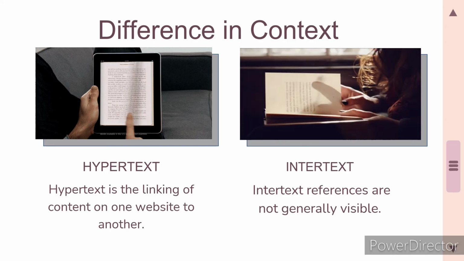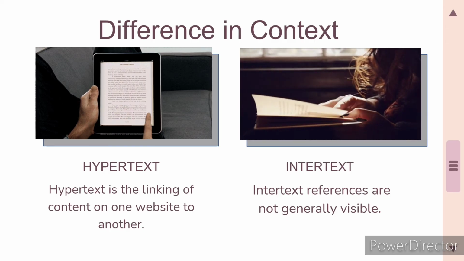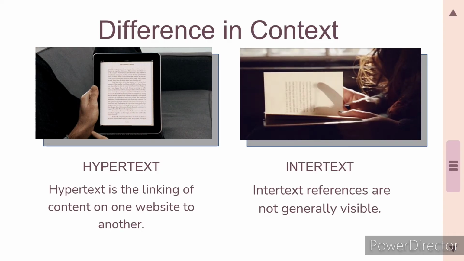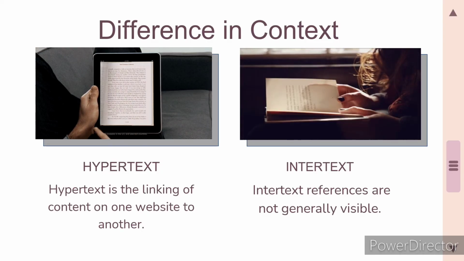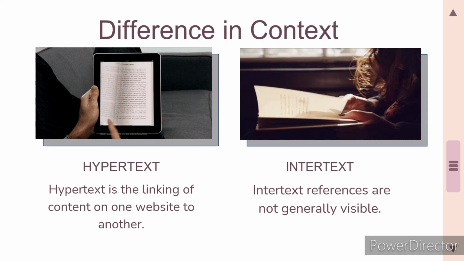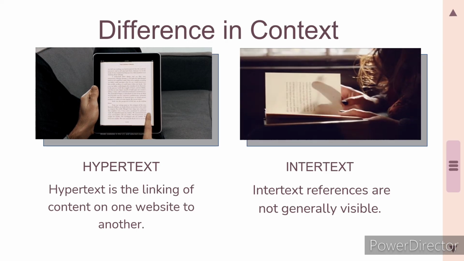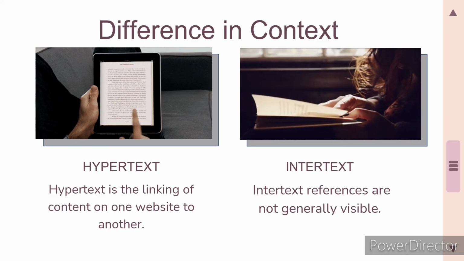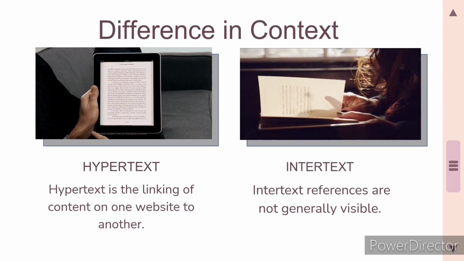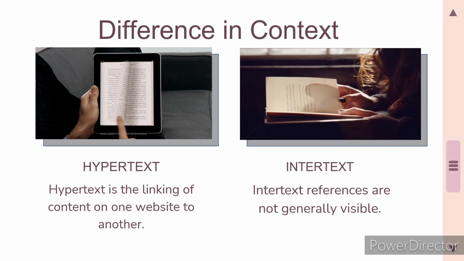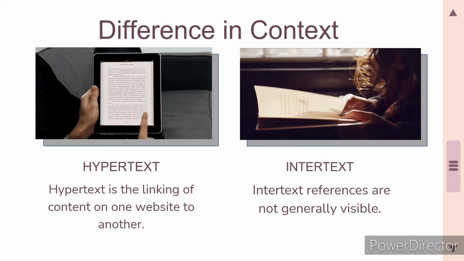First one is difference in context. Hypertext is the linking of the content on one website to another. Meanwhile, intertext references are not generally visible. Let's say, for example, in the song Love Story, you won't know about the reason behind the lyrics if you do not know about the play Romeo and Juliet. That is because it is in the form of intertext.